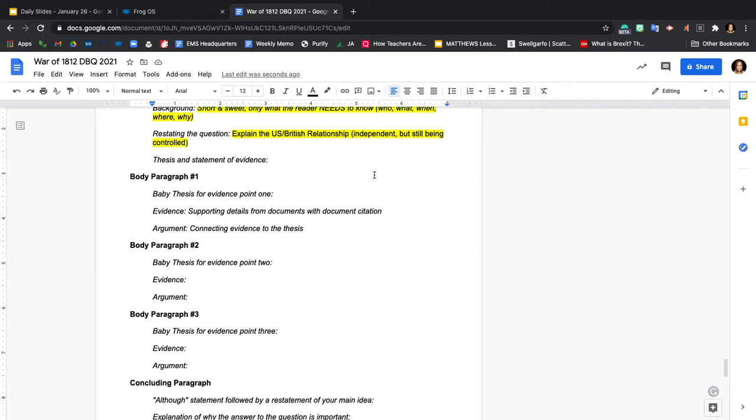So if all my causes are because of the British control, or the British trying to keep control of the colony or of the U.S., if that's what sent us to war, I might summarize it like that. So I might say something about British trying to control the U.S.